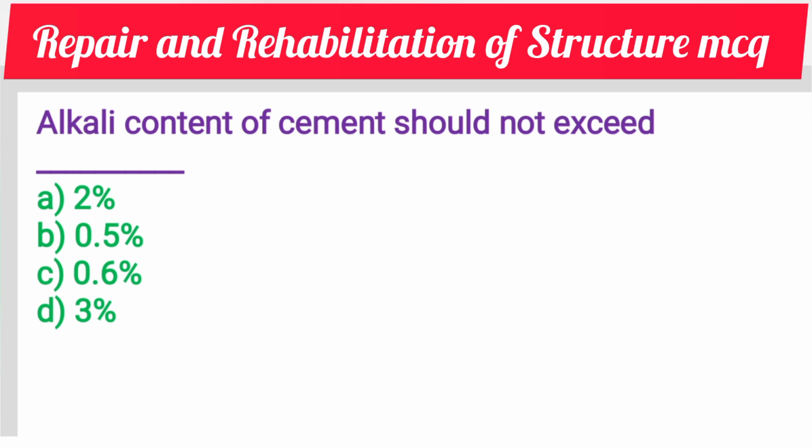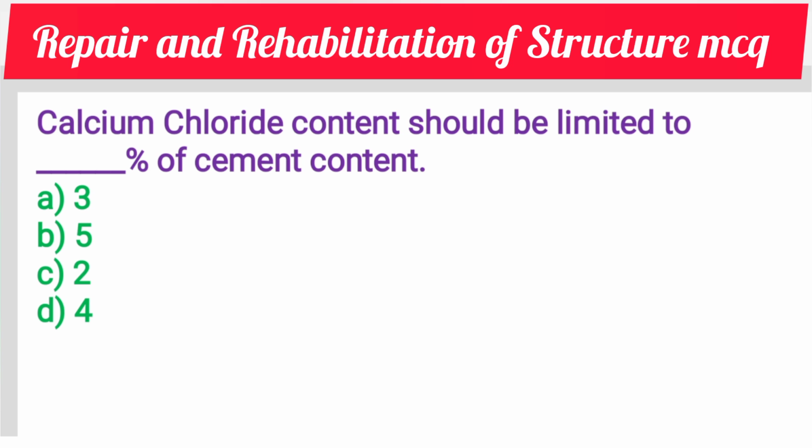Next question, alkali content of the cement should not exceed option A, 2%, option B, 0.5%, option C, 0.6%, option D, 3%. So the correct answer is option C, 0.6%. Next question, calcium chloride content should be limited to dash percentage of cement content. Option A, 3, option B, 4, option C, 2, option D, 4. So the correct answer is option C, 2.